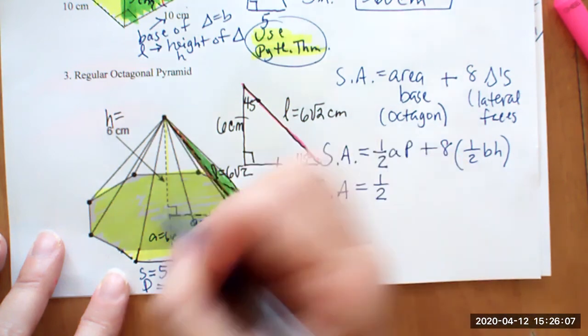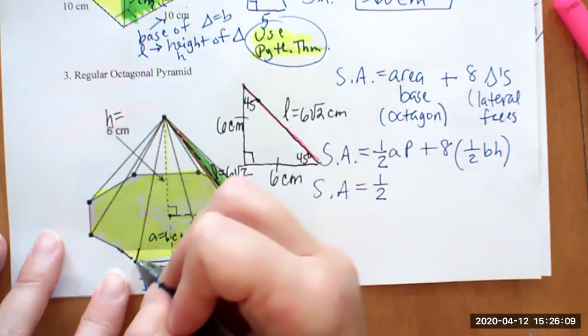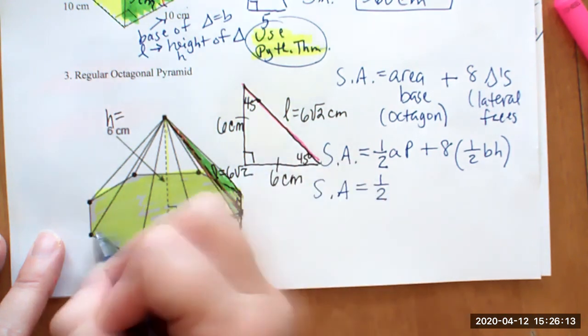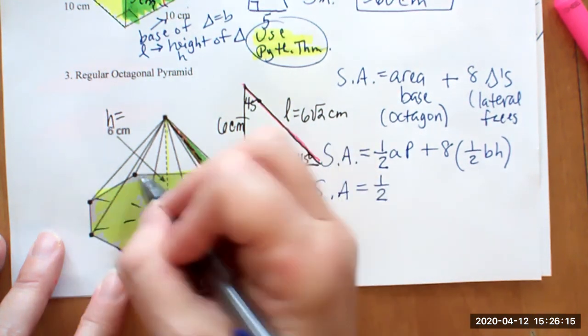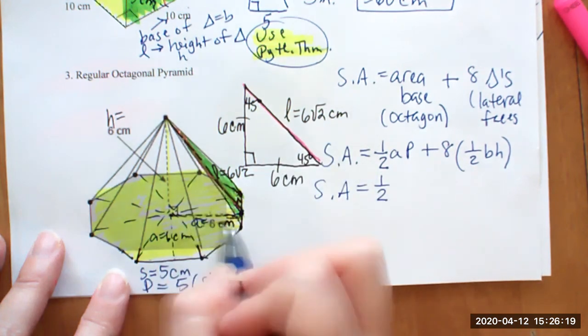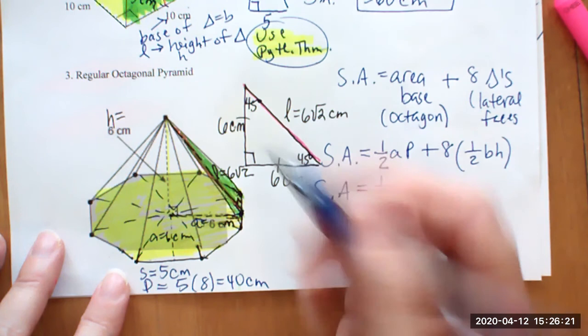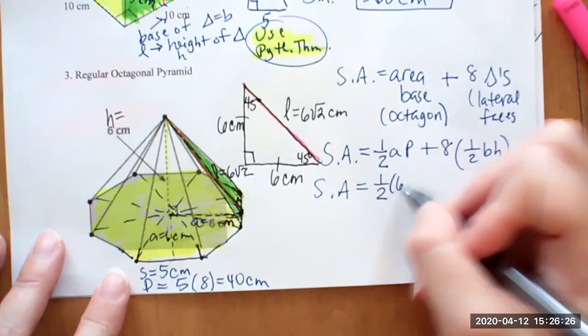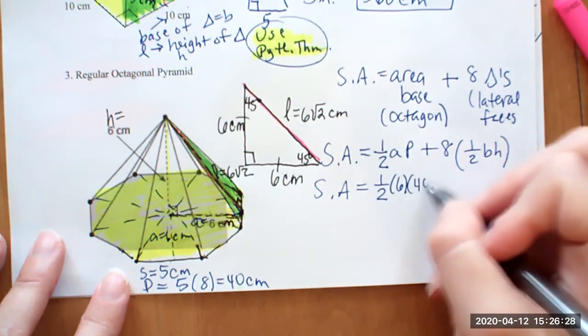That's where we'd break this up into triangles and so forth. We could break this up into 8 triangles going around. But in this particular situation, I don't need to do that because I already know what the apothem is. So I know the apothem is 6 centimeters, the perimeter is 40.